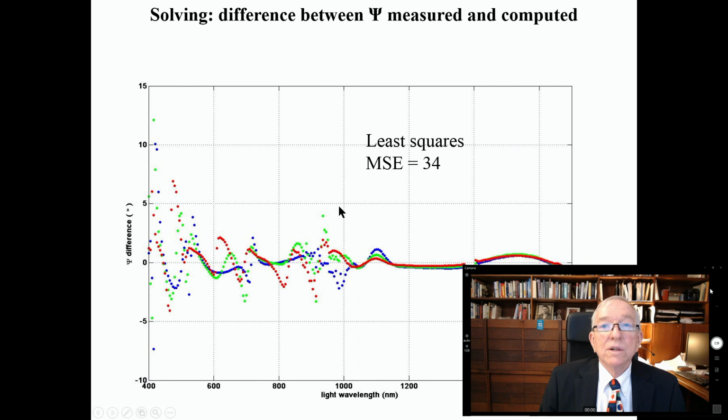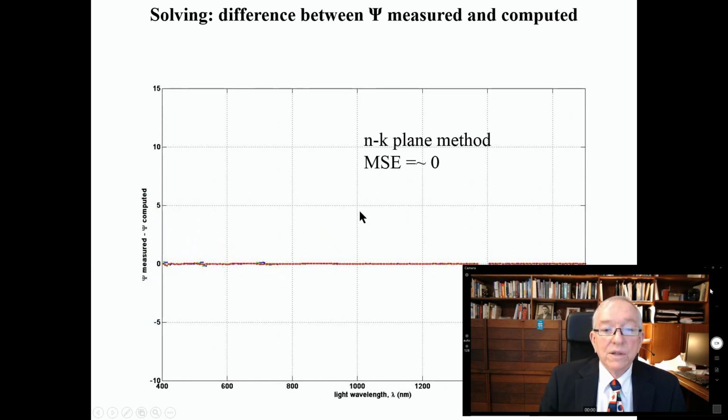How did things look for the least squares Levenberg-Marquardt method fitting? And the answer was not so good. The differences between measured and calculated were huge, way more than the measurement accuracy of the instrument itself. And we end up with a mean square error of all these data points of 34. Comparing that to the solution using the NK techniques, which I've been describing, we have a vanishing mean square error. It's not 0, but it's very, very small.